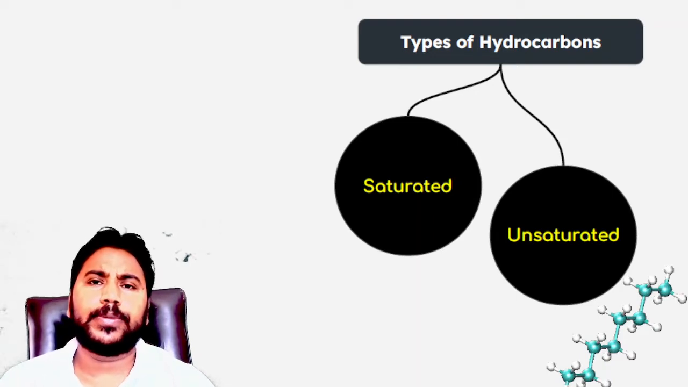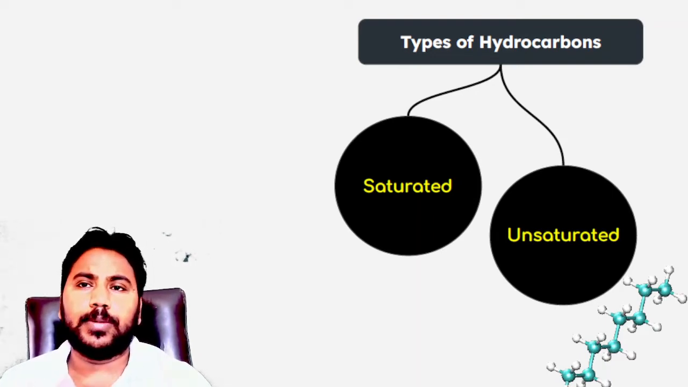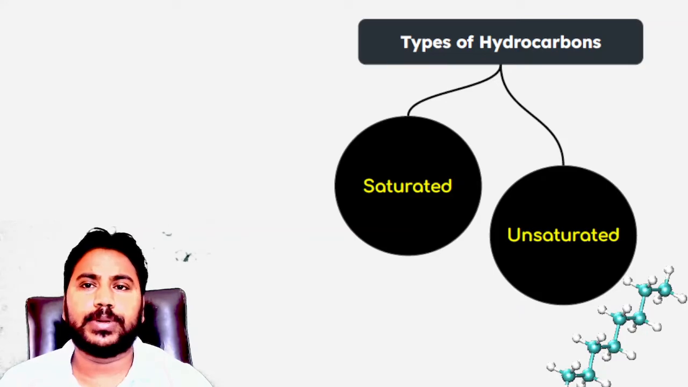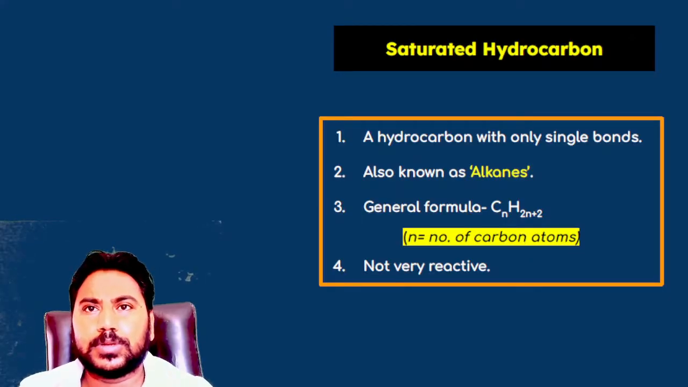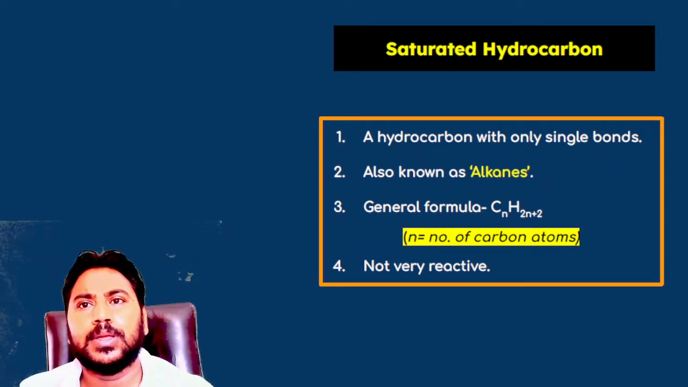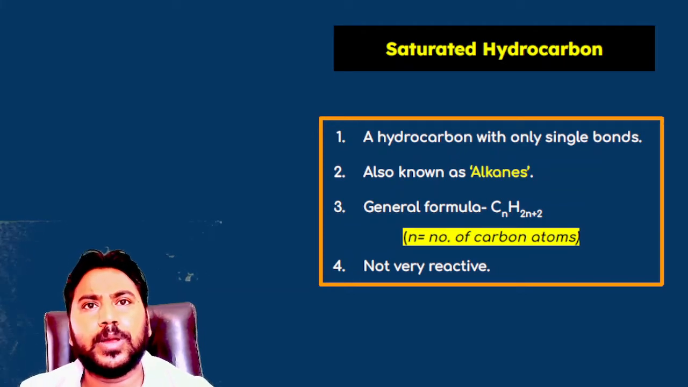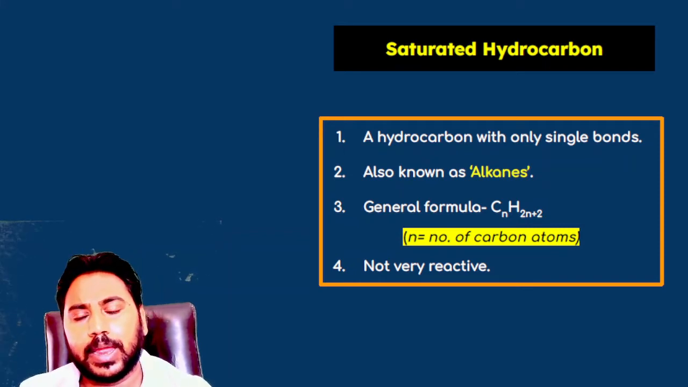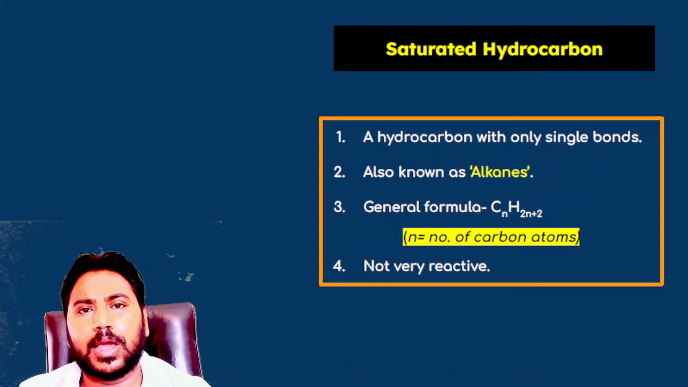There are two types based on single bond, double bond, and triple bond. First one is saturated hydrocarbon, and second one is unsaturated hydrocarbon. Let's talk about saturated hydrocarbons. These are those hydrocarbons having single bond between carbon atoms. They are also known as alkane, and its general formula is CnH2n+2, where n indicates the number of carbon atoms, and it is not very reactive.